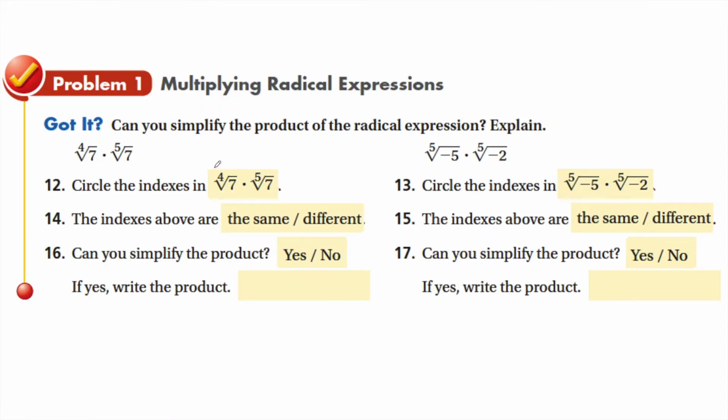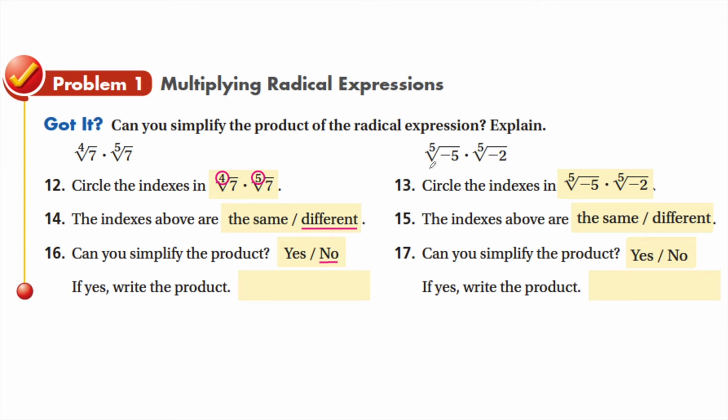Problem 1. Multiplying radical expressions. Can you simplify the product of the radical expression and explain? Well, let's take a look at it. Remember, when we multiply, our indexes need to be the same. So in this case, if we were to circle our indexes, or the small number in the top left corner, we would be circling the 4 and the 5. Since one is 4 and the other one is 5, the indexes are obviously going to be considered different. And since they are different, we cannot actually simplify the product. We can't multiply these out.